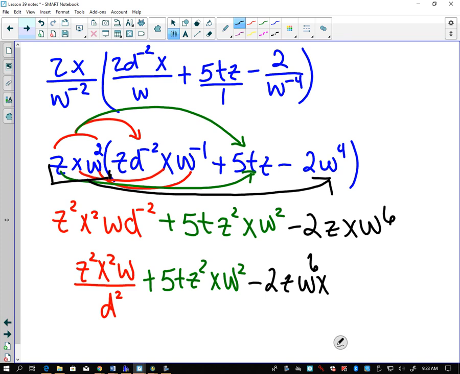Let's see. Is that everything? I think I just kind of accidentally changed the order there. So z squared x squared w over d squared plus 5tz squared xw squared minus 2z xw to the 6th. Yeah, that's our answer.